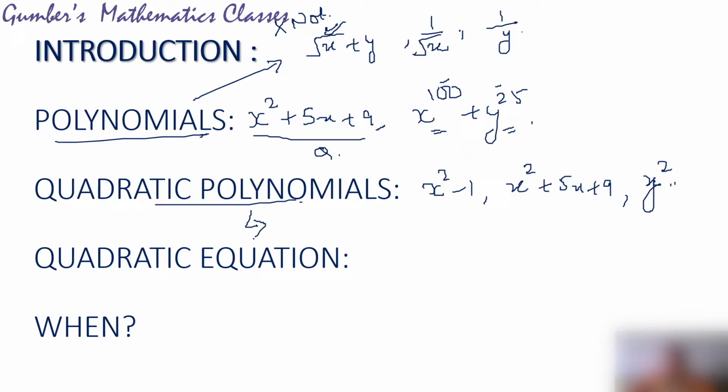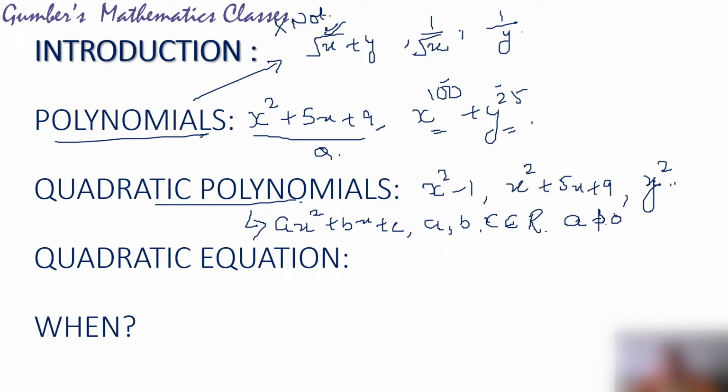Now the general form of a quadratic polynomial is ax square plus bx plus c, where a, b, c are real numbers, any of the real numbers, these belong to the set of real numbers, and a, the coefficient of x square, should not equal 0.